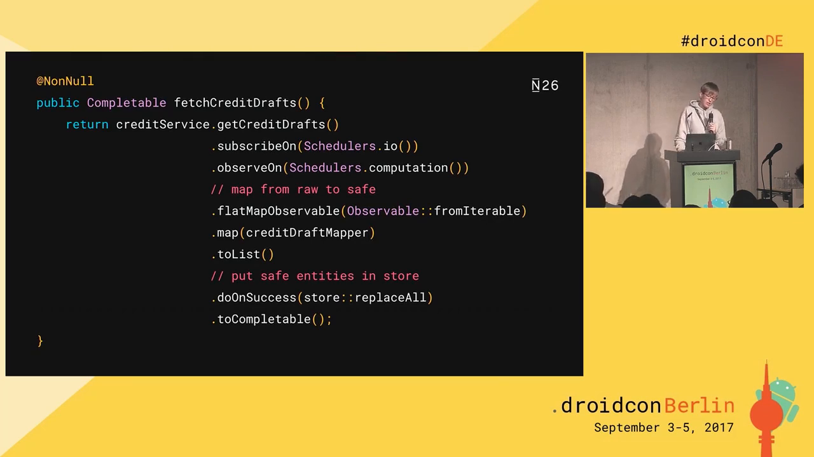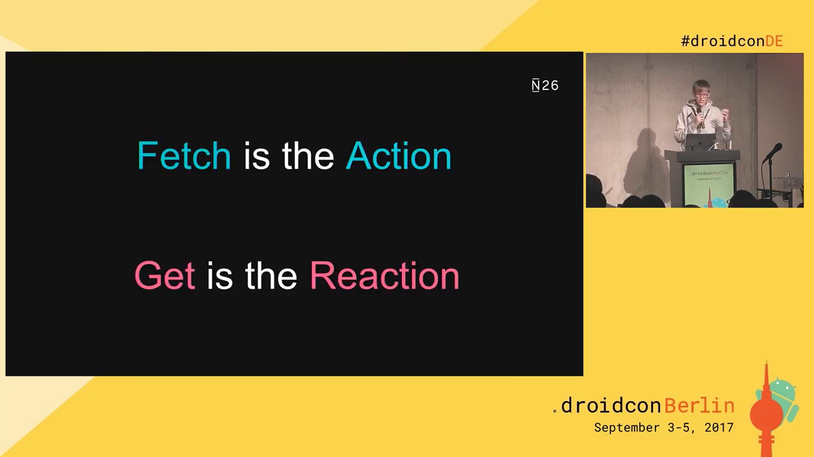The thing here is that fetch is like the action, and the get is the reaction. That's why we don't propagate the values that we just fetched through the fetch function or the method, because we want to define our system in this way. So if you want to consume the data, you go to the get. If you want to act on the data, you go to the fetch.